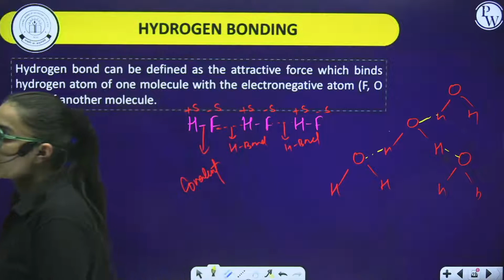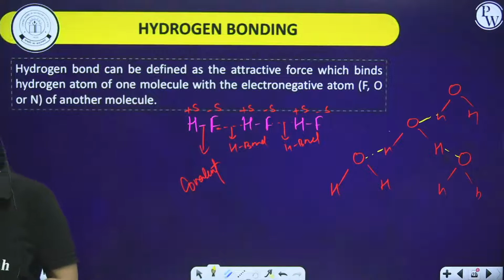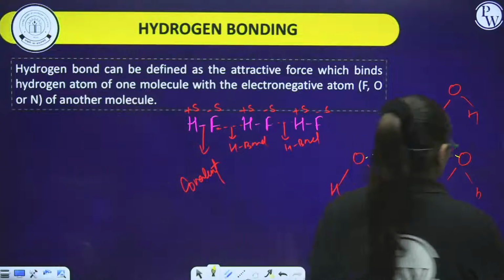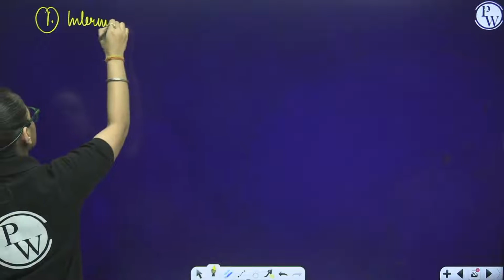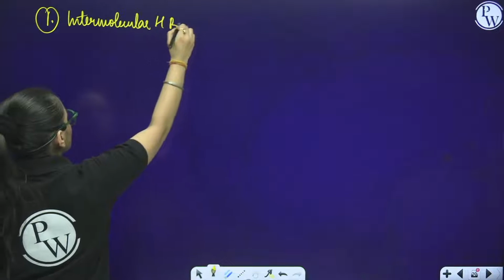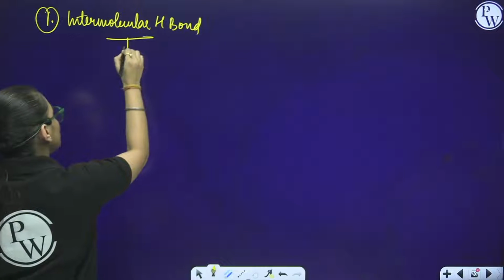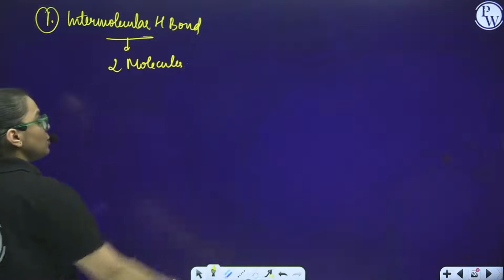Now there are two types of hydrogen bonding, intermolecular and intramolecular. Everybody first of all write it down. Then we shall be proceeding towards the types of hydrogen bonding. The very first is intermolecular hydrogen bonding. Students, that exists between two molecules. The hydrogen bonding that exists between two molecules.